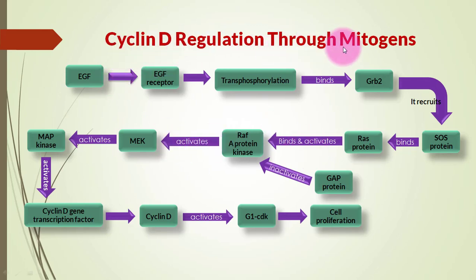Cyclin D regulation through mitogenes. So what are mitogenes? Mitogenes are growth factors. These are substances which stimulate the cell to start the cell cycle. For example, a G0 cell can re-enter the cell cycle in G1 phase when it is stimulated by a mitogene, an extracellular stimulatory molecule, normally a protein. When a cell is in G0, it can re-enter the cell cycle again in G1 phase when it gets stimulated by mitogenes, and these are normally growth factors.